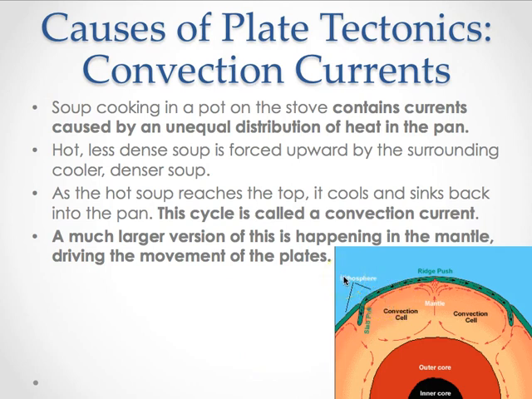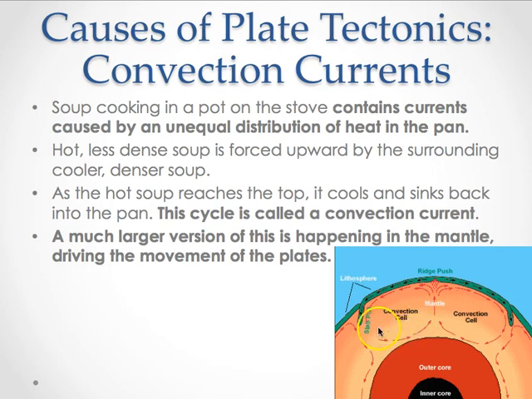A much larger version of that is happening right now, about 10 to 100 miles below your feet in the mantle. And that's driving the movement of a lot of these plates. So in this diagram here, you can see a convection cell. It's one cycle of this convection current. Here is our hotter, less dense magma, because it's deeper in the earth.